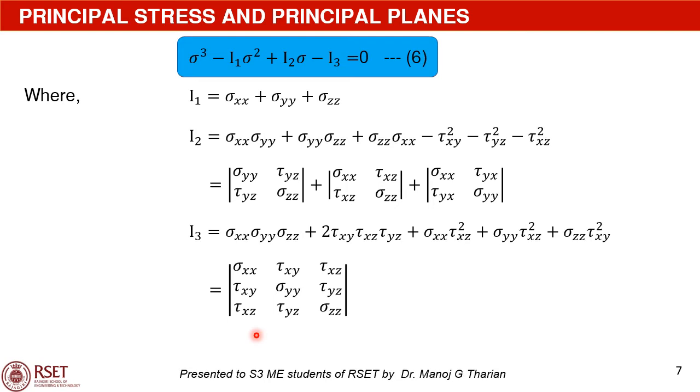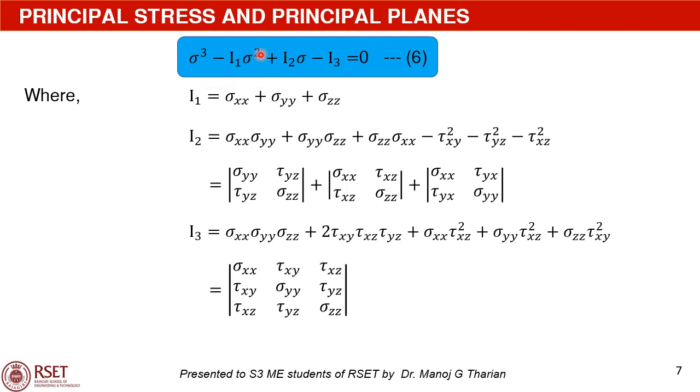Thus, if the stress state at a point is known, that is, the stress matrix at a point is known, we can calculate the values of I1, I2 and I3. Substituting these values in this equation, we can solve this cubic equation and get the values of sigma. We will get three values for sigma. Thus, for a given stress state at a point, we will have three principal stresses.